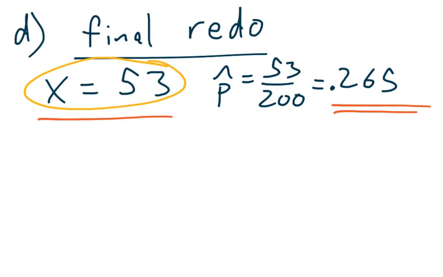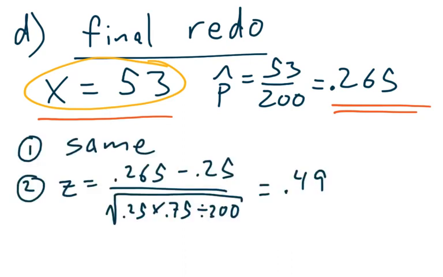If this were lower than 25%, we would not even bother testing this claim. We would have any scenario not give us enough evidence to substantiate this claim. So we would maybe want to try to prove a different hypothesis, or test a different hypothesis, I should say. In this case, number 1 is the exact same. Number 2, we have a different sample, so we have a different test statistic.